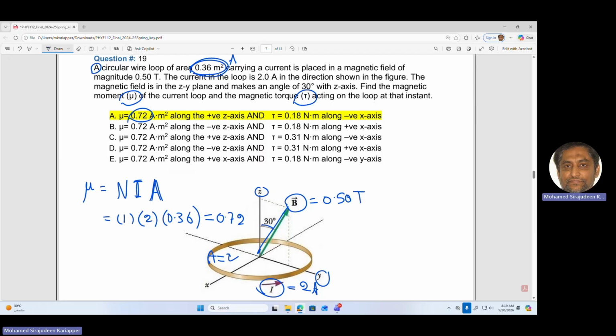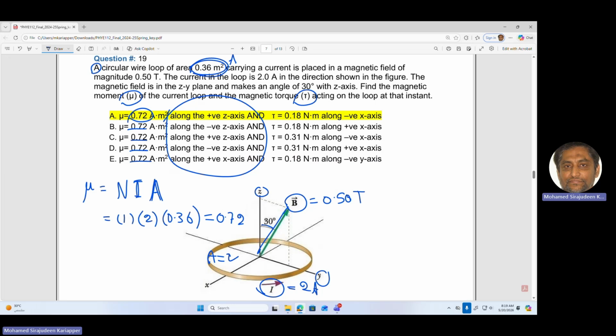Okay, since we have the solution, we can check. So you get the mu. But you need to give the direction of mu also, because the choices say 0.72, 0.70, all of them the same. So we are trapped here. You need to get the direction.